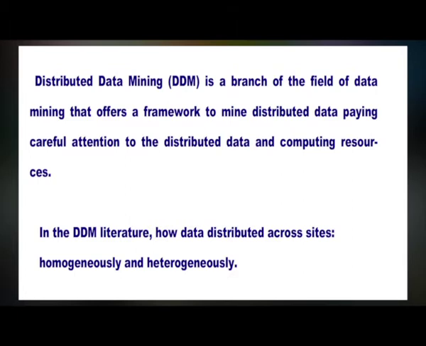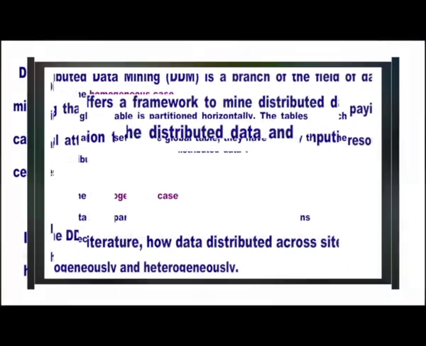Next, we can know about DDM, that is distributed data mining. It is a branch of the field of data mining that offers a framework to mine distributed data, paying careful attention to the distributed data and the computing resources. Hence, in the DDM literature, there are two ways in which data is distributed across sites. One is homogeneously and the other one is heterogeneously. Both viewpoints adopt the conceptual viewpoint that the data tables at each site are partitions of a single global table.